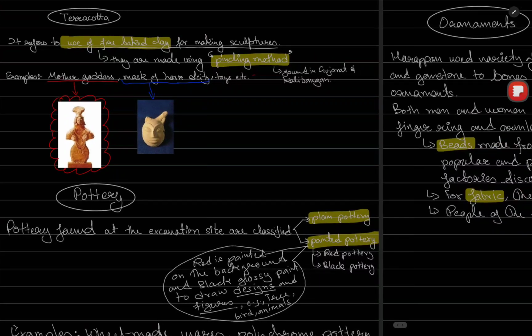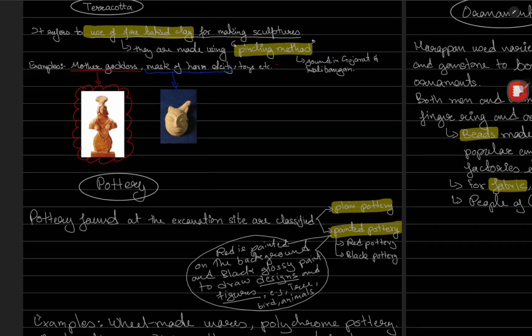Right now, next is terracotta. So terracotta is used to refer to fire-baked clay for making sculptures. Okay, they are made using the pinching method. Now, what is this pinching method? Well, this kind of sculptures were basically found in Gujarat and Kalibangan. Examples were the mother goddess, as you can even see in this picture, and the mask of the horned deity, toys, etc. were the various types of terracotta used during the time of the Harappan civilization.